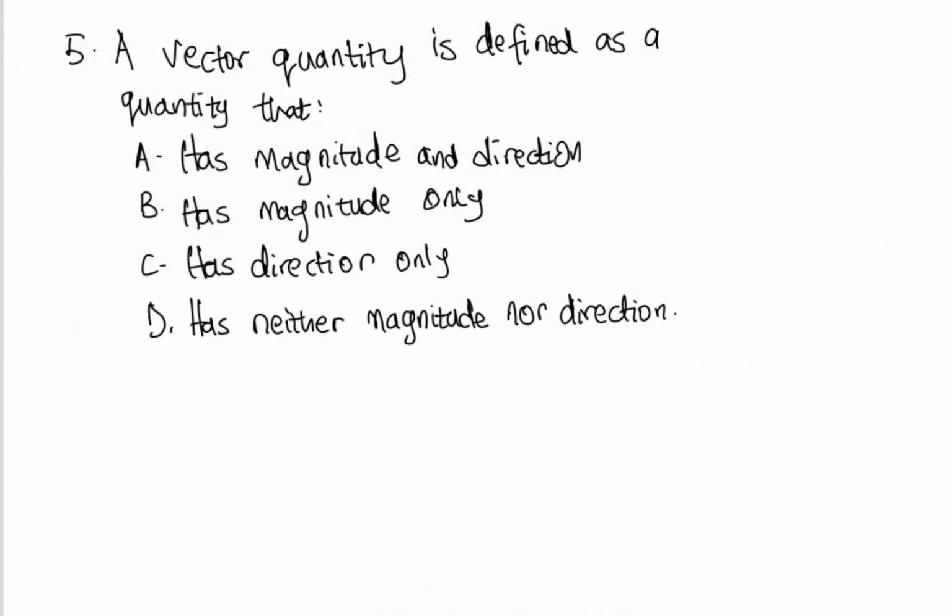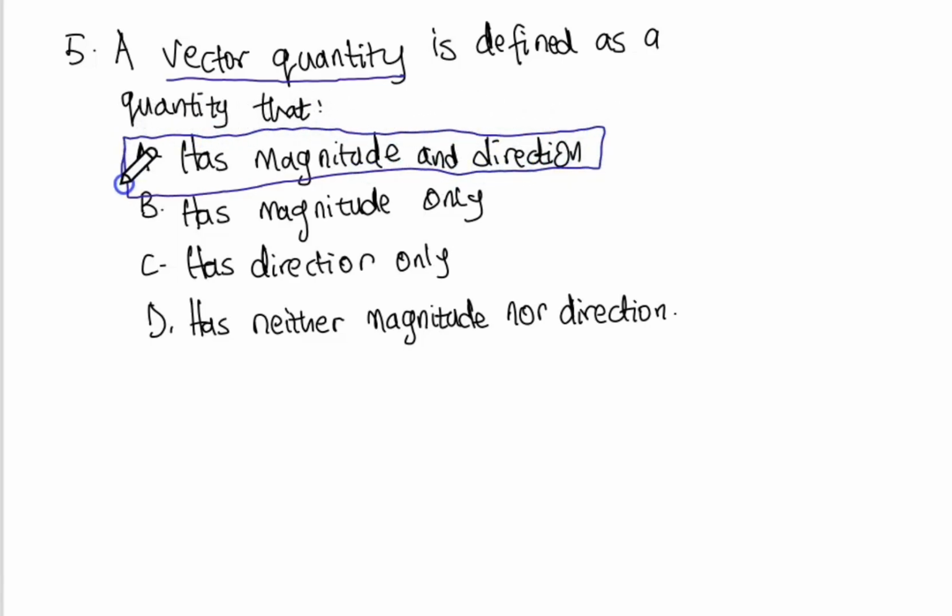So the last question reads, a vector quantity is defined as... For vector quantities, we know them to be quantities that have both magnitude and direction. So our answer to this question is option A. Vector quantities have both magnitude and direction.